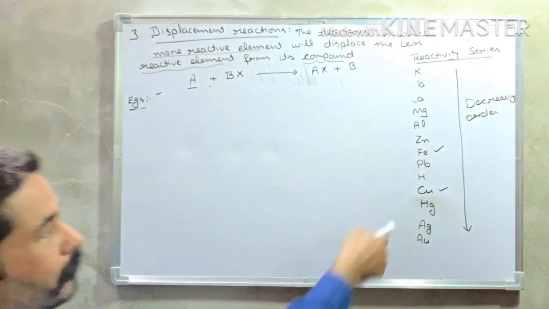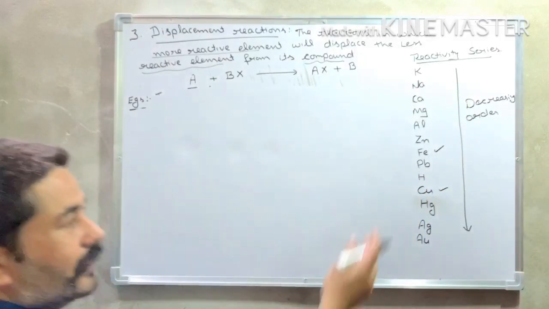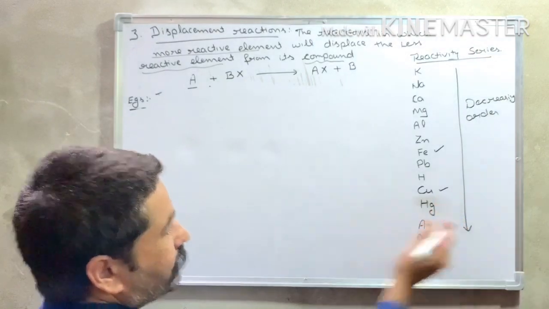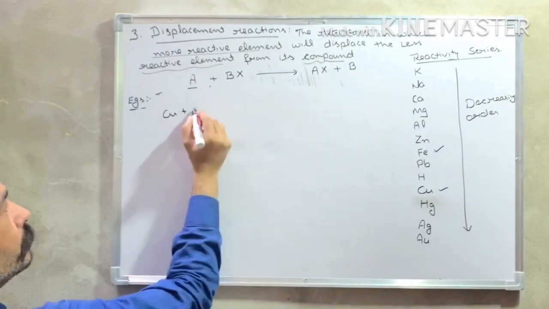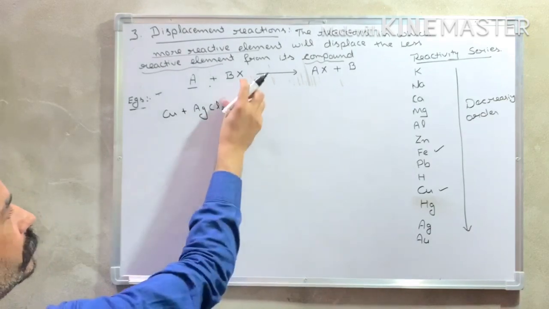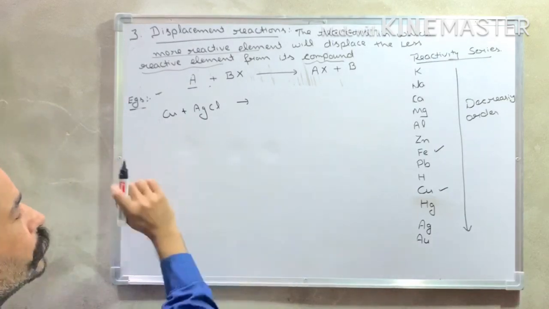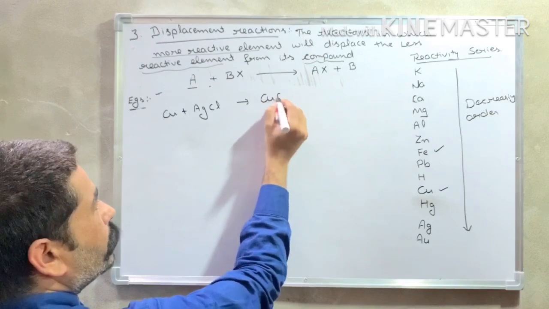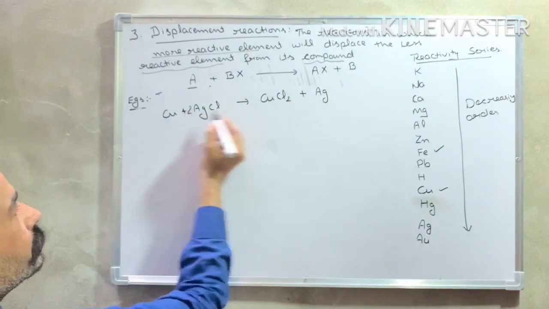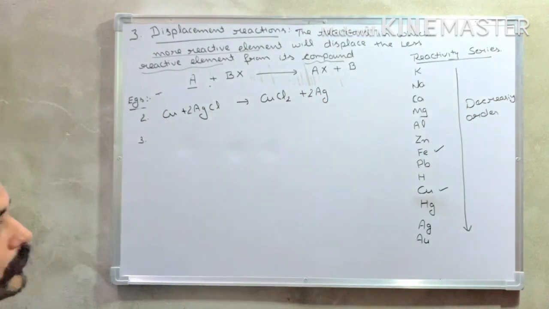Now you can take any metal from this reactivity series and any other compound. Like I am taking the example of copper and silver chloride. So copper plus silver chloride. Now again, because silver is less reactive than copper and copper is more active, it will displace, so it will form copper chloride plus silver, and it is balanced. So this is the second example. So you can quote more examples.